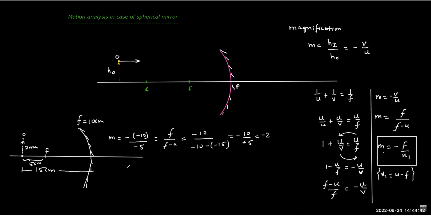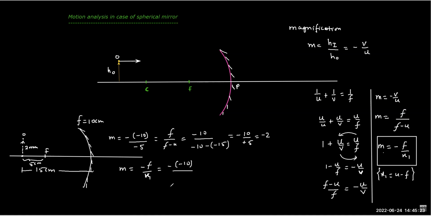And if you use the direct formula minus f by x1, minus of minus 10, and how do we define x1? u minus f. So minus 15 and minus of minus 10. That's how we define x1. And x1 by definition is u minus f, which is like finding the distance and taking the sign.